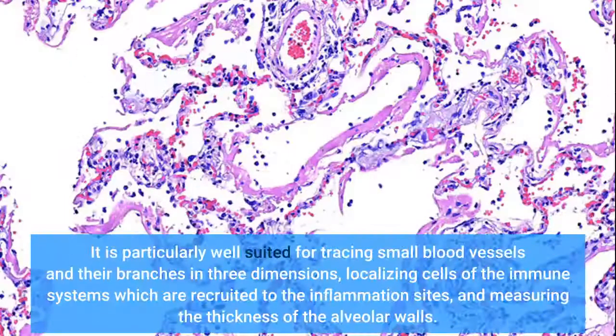It is particularly well suited for tracing small blood vessels and their branches in 3 dimensions, localizing cells of the immune system which are recruited to the inflammation sites, and measuring the thickness of the alveolar walls. Due to the 3-dimensional reconstruction, the data could also be used to simulate gas exchange.